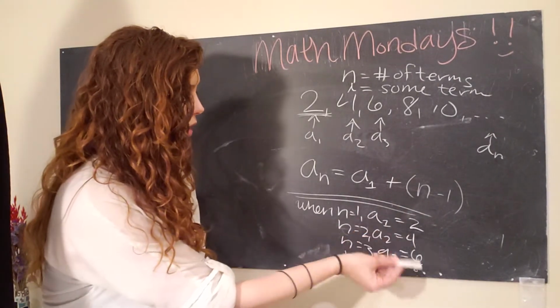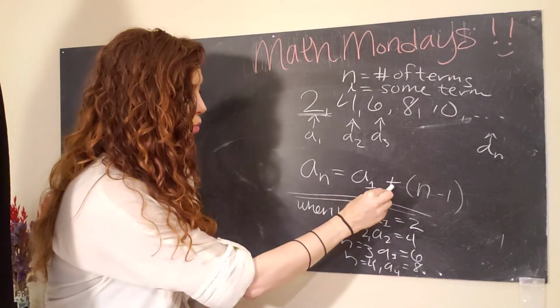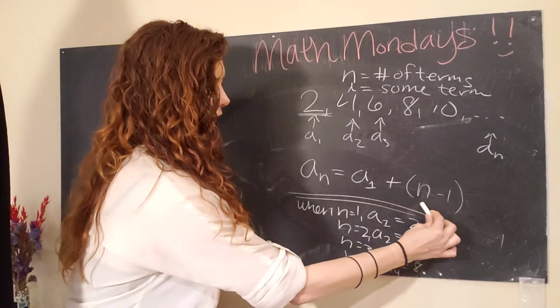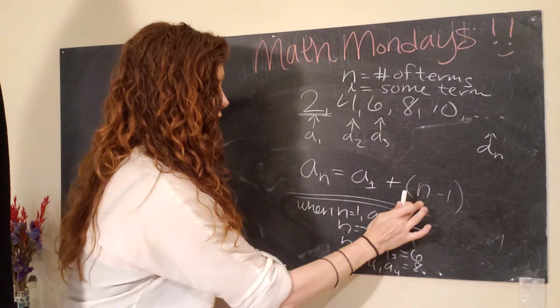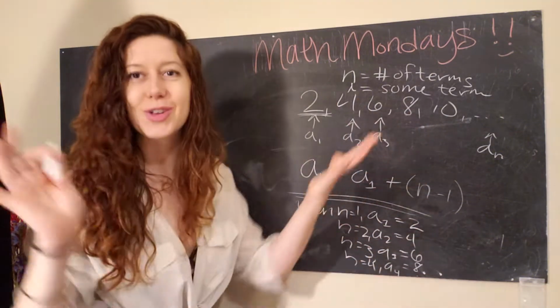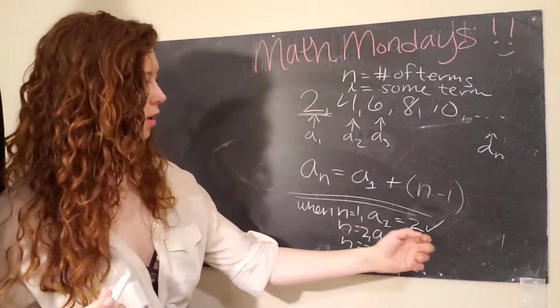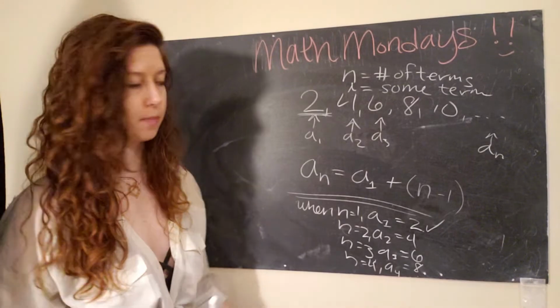So when n is 1, let's check our equation. When n equals 1, we have 2 plus, our n is 1. 1 minus 1, which is 0, that'll cancel. Ta-da! We're good to go. So it works for this term.